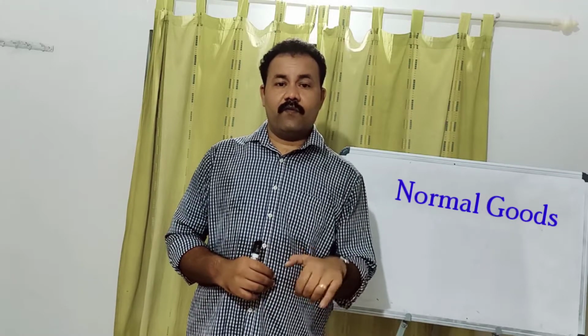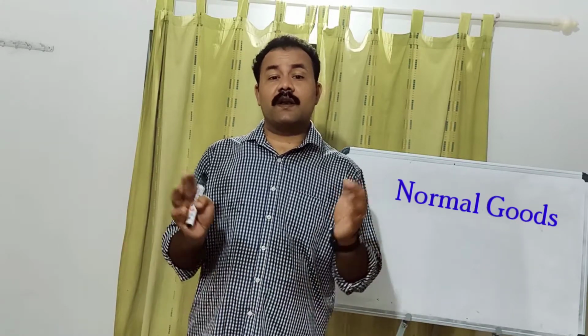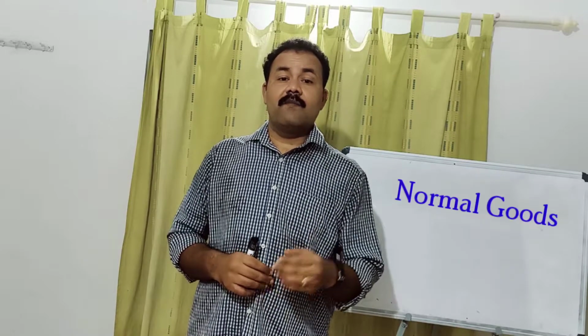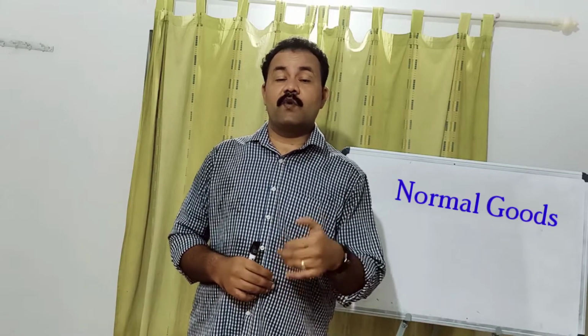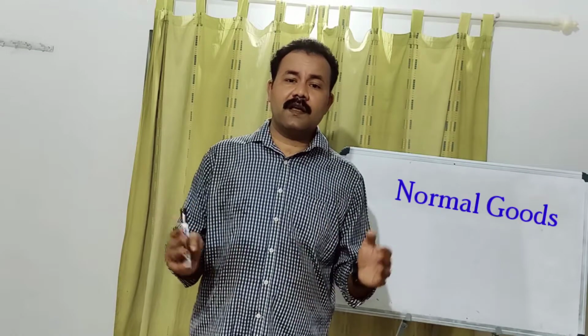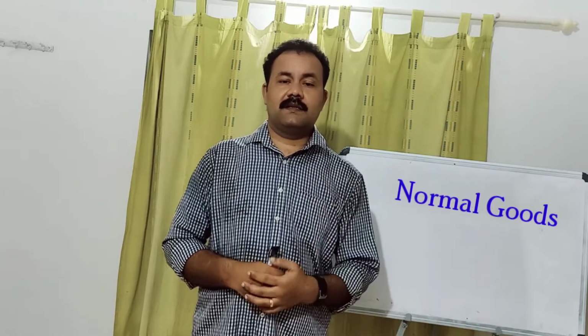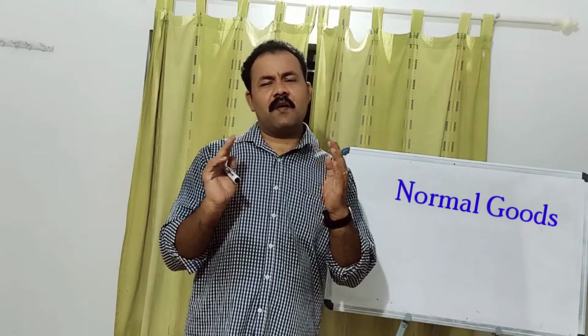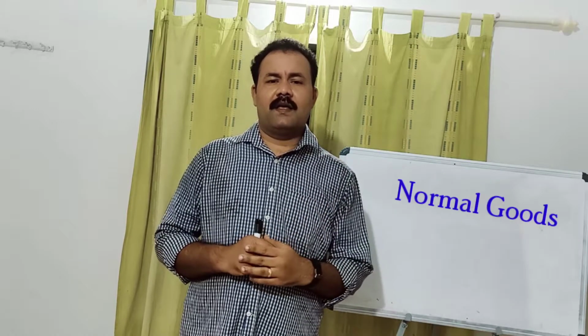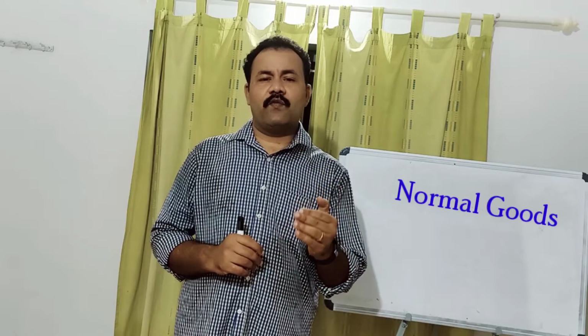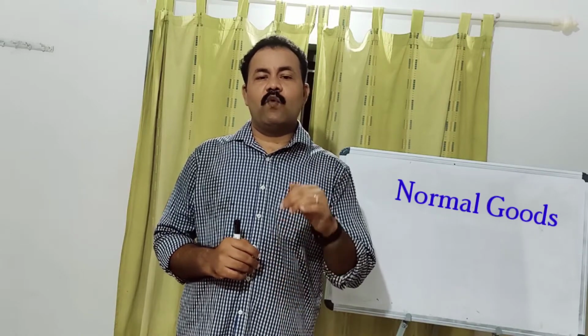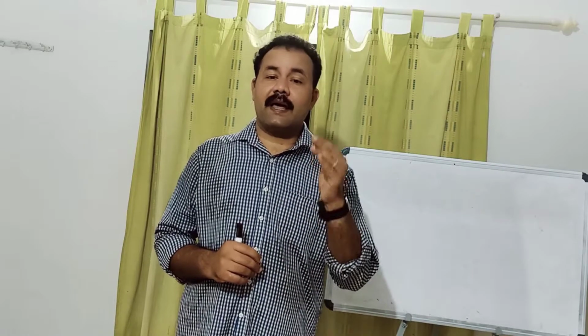We know when the income of the consumer increases, they will purchase this type of commodities more. When income decreases, the demand for these commodities also decreases. That means income of the consumer and demand for normal goods move in the same direction.